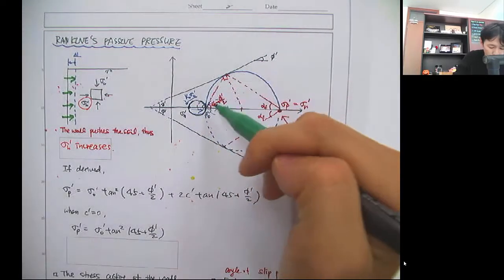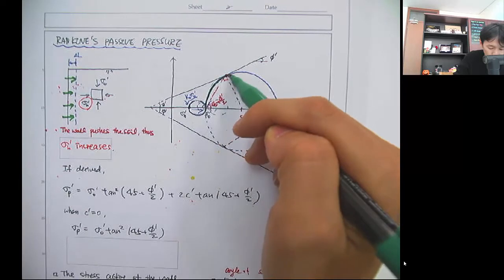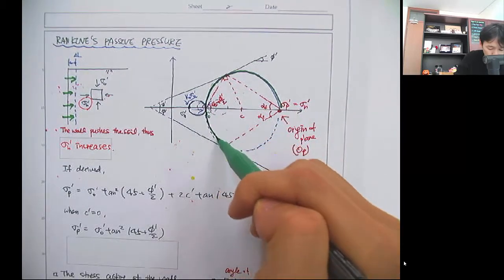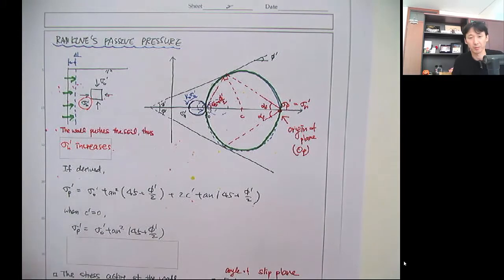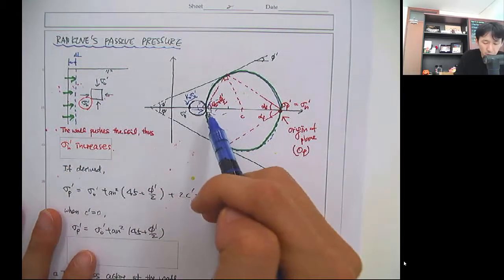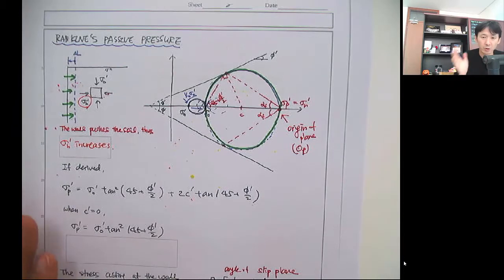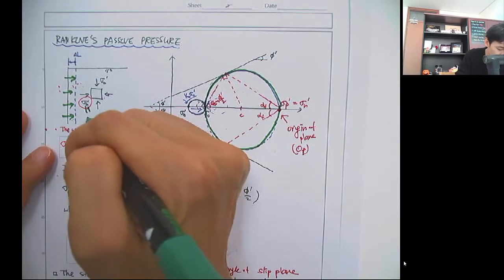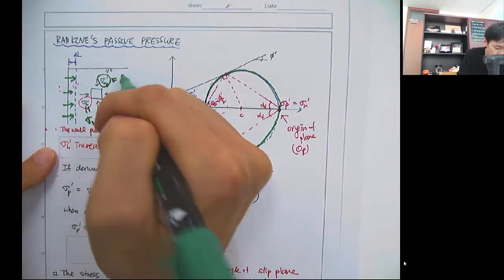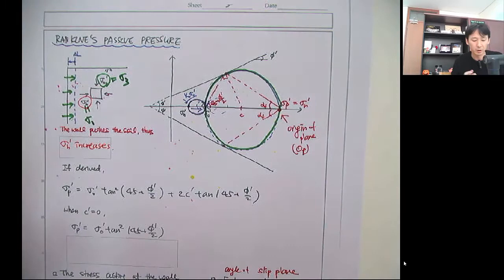Right? At some point, it's going to touch the Coulomb friction envelope like this. Now, what's the major principal stress? Sigma h prime is bigger than the vertical effective stress, so the horizontal stress becomes the major principal stress. So this is sigma 1 and this is sigma 3. Then the question is, we have to find out sigma 1, the major principal stress.